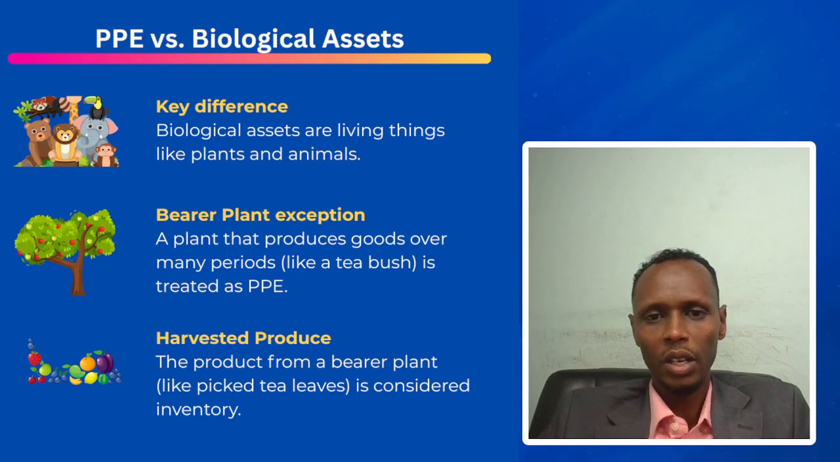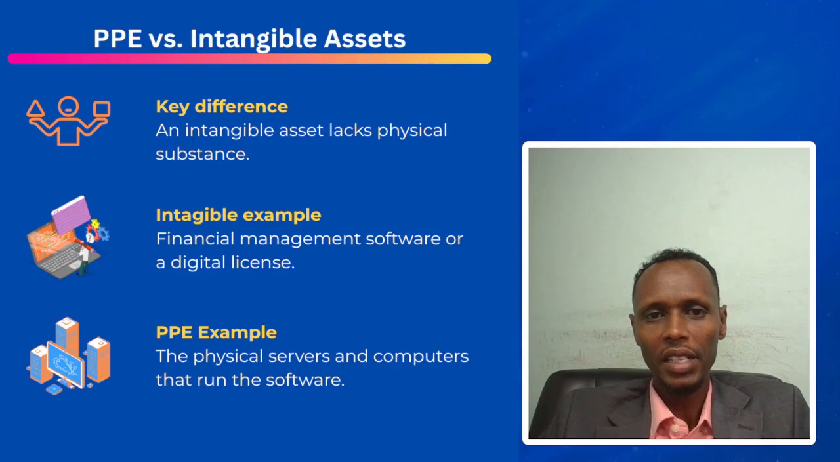So in our next slide, we will compare PPE against intangible assets. While we were starting, we said PPE are tangible assets. You can touch and feel it. But what are intangible assets? We know they lack physical substance. You can't touch it like PPE. A perfect example is government financial management software. The code that makes it work is an intangible asset. But the physical hardware it runs on, the servers, the network cables, the desktop computers in the office, that's all PPE. So there's a thin line between the two. But one you can touch, the other one you cannot touch or feel. One is the software, the other one is the hardware.